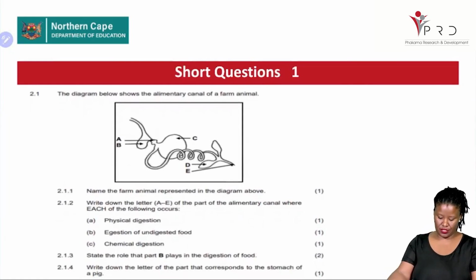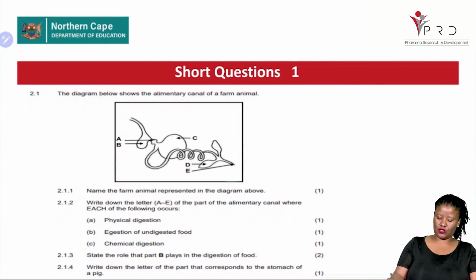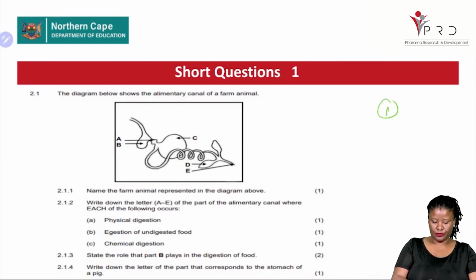Let's look at these questions. Firstly, I decided to take one animal at a go. The diagram below shows the alimentary canal of a farm animal. You'll be given diagrams, and in some instances you'll be given 3 so that you can apply comparison. Name the farm animal. The question says name the farm animal, which means you must give the name. It is different when the question says you must identify the type. Now the question is focusing on the name of the animal that is represented in the diagram above.